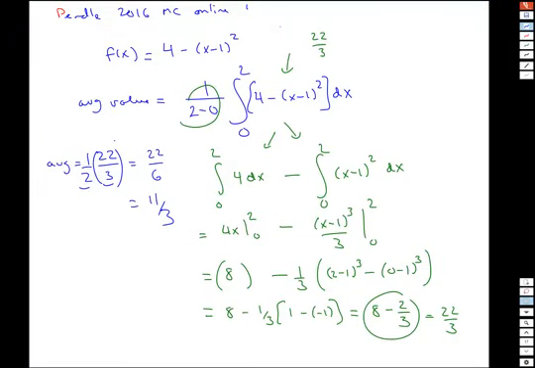So for this particular problem, the goal is just to be able to do the integral, like I said, in 2 pieces, and also not to forget that the integral is related to the average value, but it's not equal to the average value.